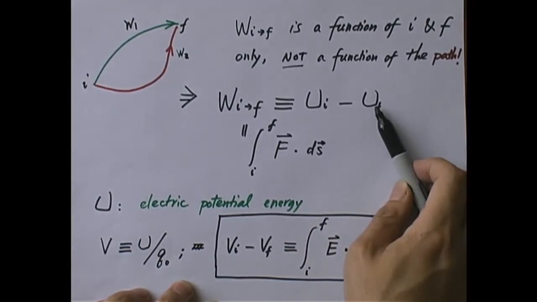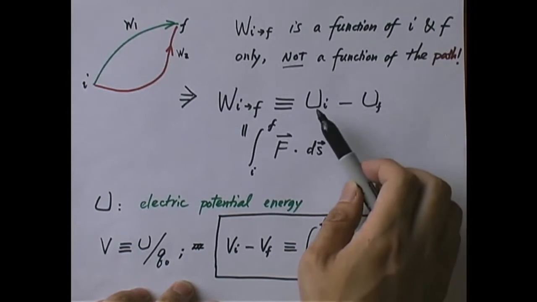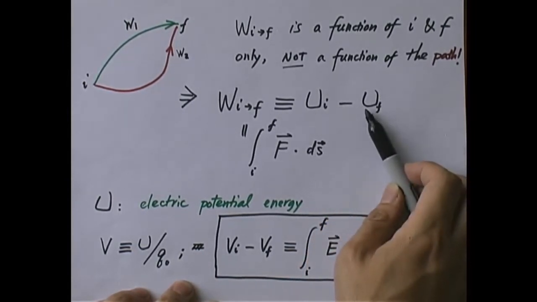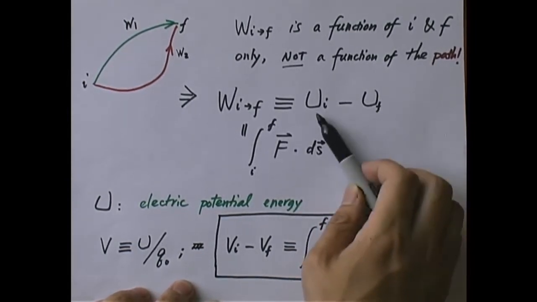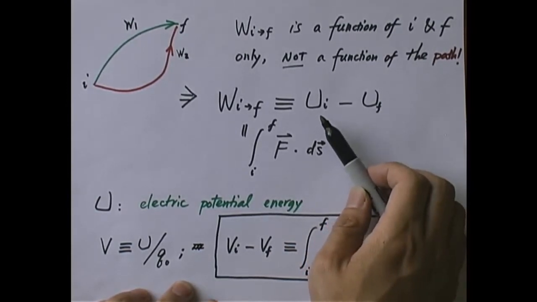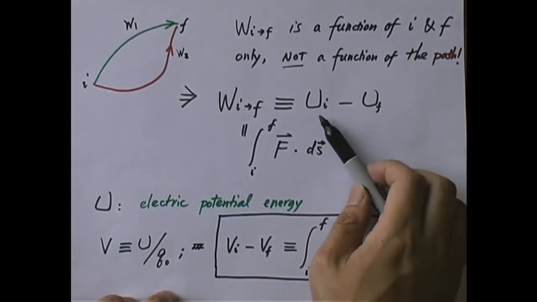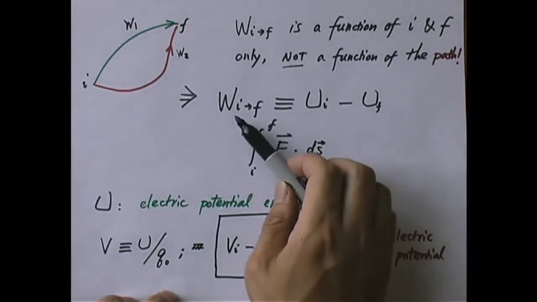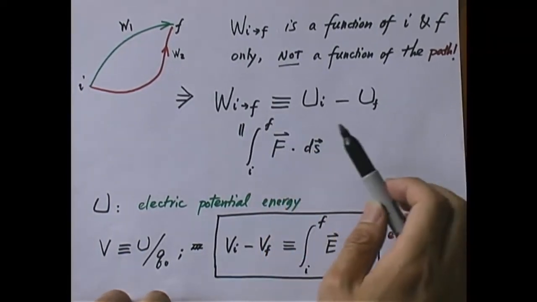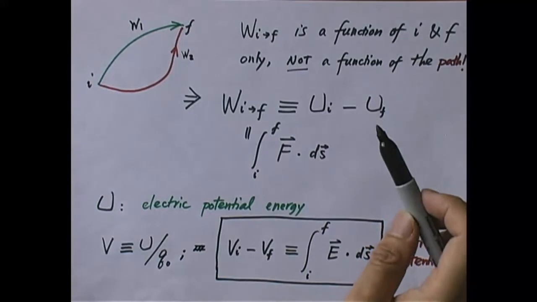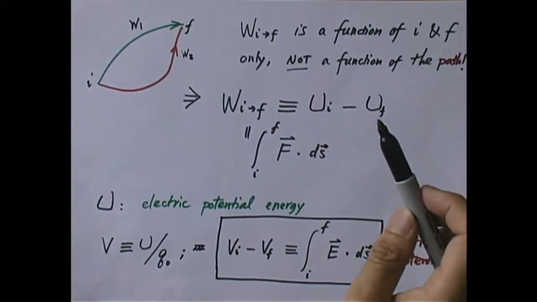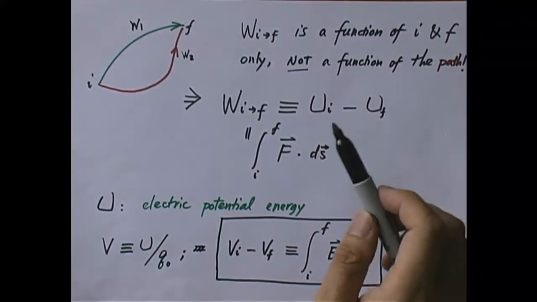How much energy did you spend? It's U initial minus U final. It's not U final minus initial, because that would be the amount of potential energy you gained, not the amount of potential energy you spent. So you spend potential energy and you do work. Of course, that work can be turned into kinetic energy. So that would lead to the conservation of total energy, as we will see later.